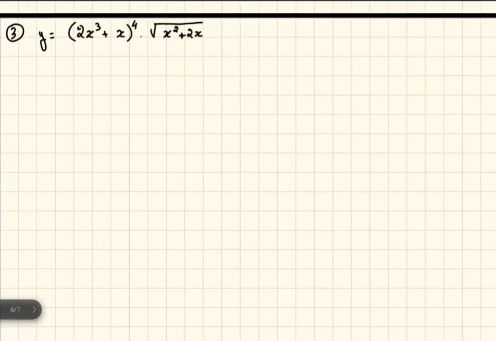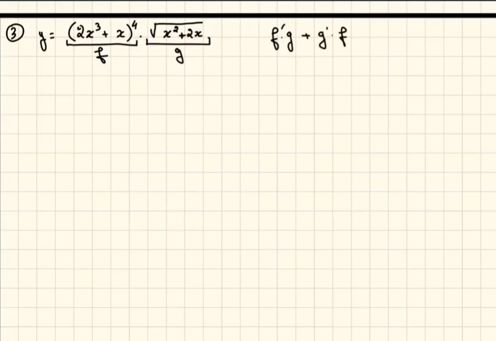Next question, we have a product. This is our f and this is the g. So using the product rule, which is f prime g plus g prime f, I can see that f is something in terms of x with an exponent. So let's do it on the side. So let's do f prime on the side.